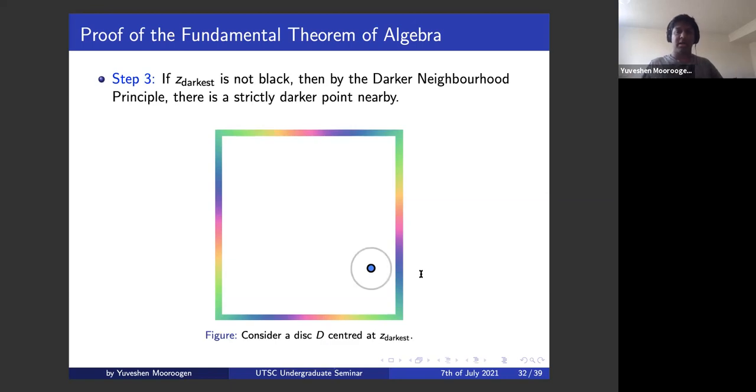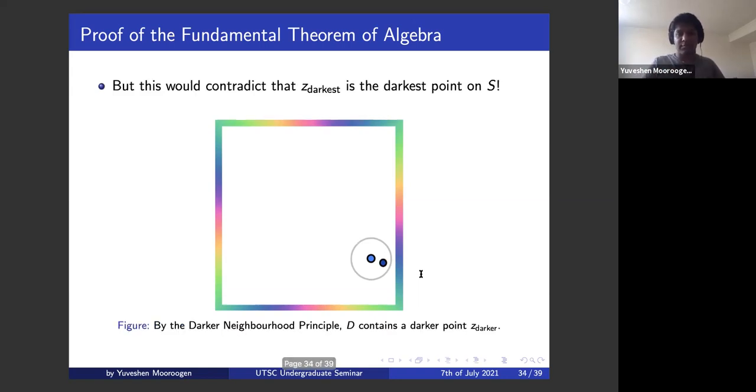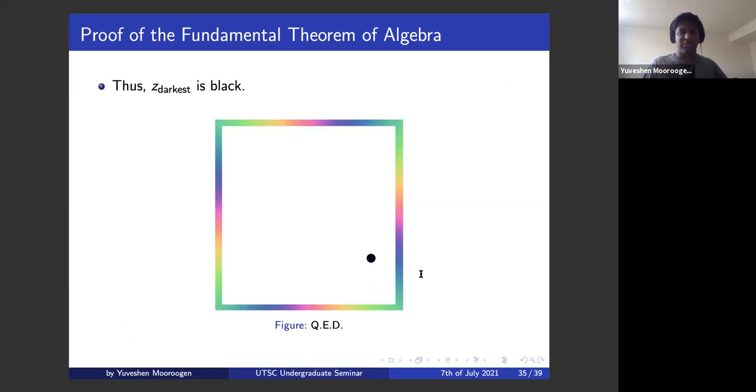And then apply the darker neighborhood principle to show that, you know, that point has to be black because otherwise there would be a darker point sitting inside. That's the picture proof of it.